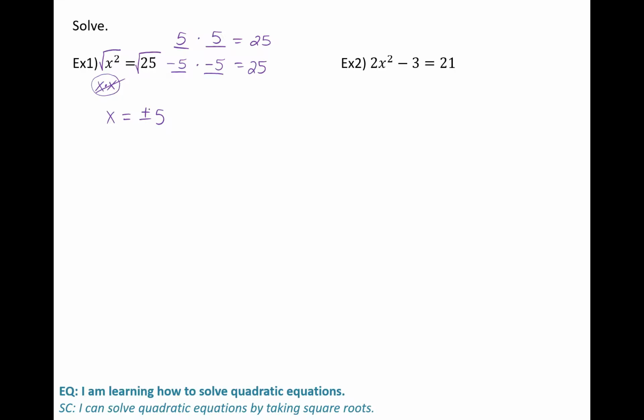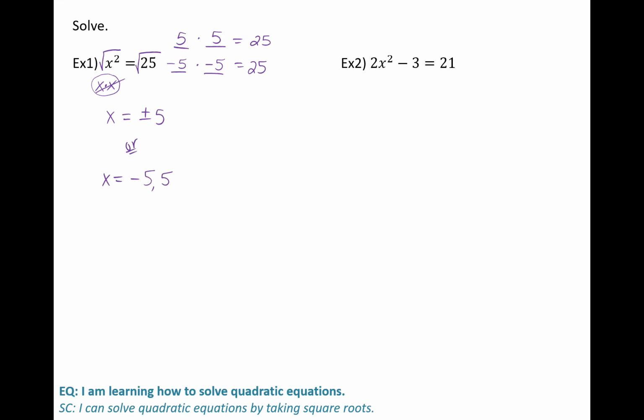That symbol is called plus or minus. It means it could be positive or negative. It's like before when we listed out all the answers, like in our previous notes, we would have listed this as negative 5 and positive 5. So it's the same thing, but we're going to start to write it with that plus or minus symbol.